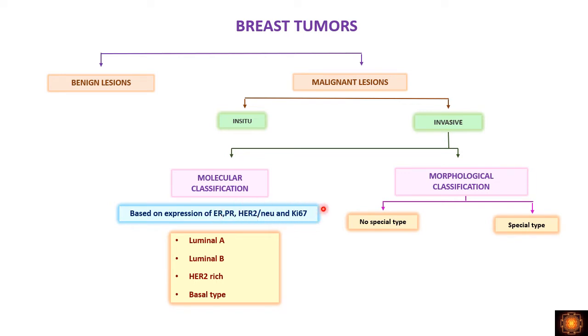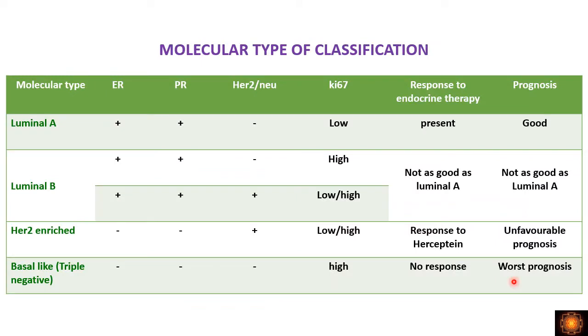As I told you, we have the molecular classification, which is based on ER/PR, HER2/neu and Ki67. Depending upon the expression of these markers, it has been classified into 4 types: luminal A, luminal B, HER2-enriched, and the basal type. Now how are they differentiated? We call the tumor luminal A when the tumor cells express ER receptors and PR receptors, but they are negative for HER2/neu receptors.